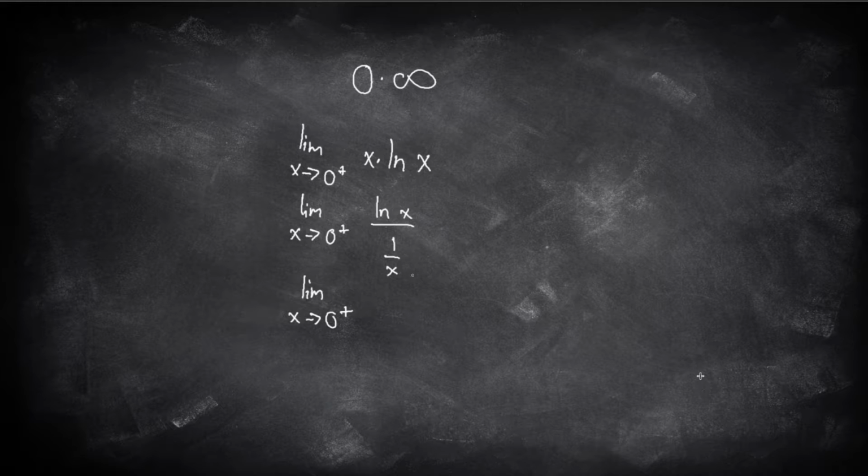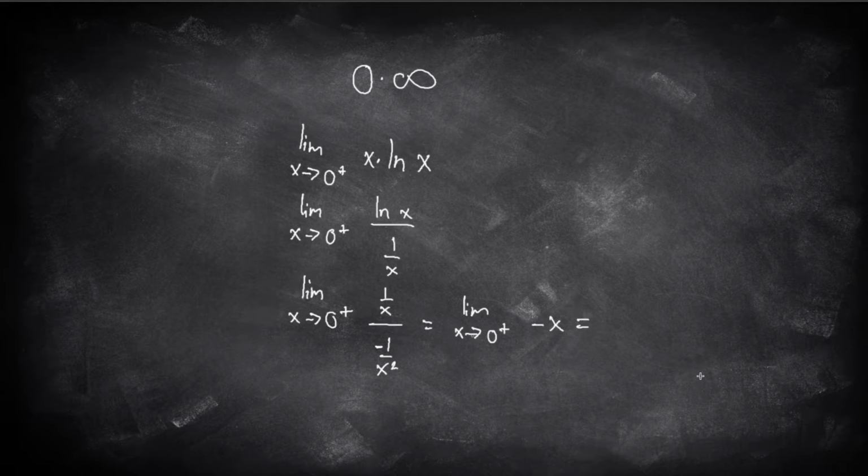The derivative of natural log of x is 1 over x. The derivative of 1 over x is negative 1 over x squared. So this is the same thing as saying the limit as x approaches 0 from the right of 1 over x divided by negative 1 over x squared. Dividing is the same as multiplying by its reciprocal. The reciprocal of negative 1 over x squared is negative x squared over 1. So that simplifies to just negative x.